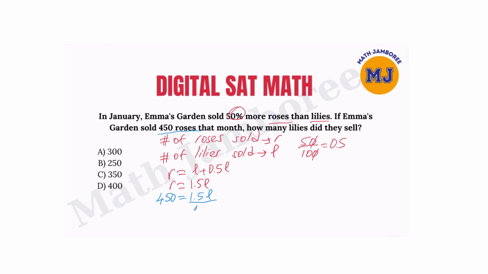To find the value of L, we will divide both sides by 1.5. During the SAT, you will be allowed to use your calculator. If you divide 450 by 1.5, you will get 300 lilies. So the correct answer for this specific question is choice A.